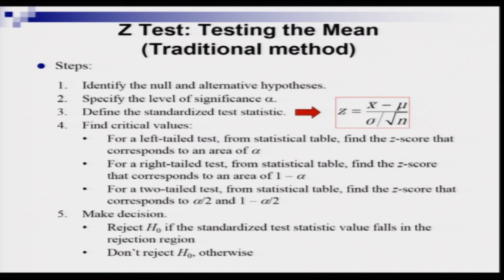And finally, you have to make a decision. Well, we have already spoken about the decision rule in the middle of the discussion, but let me repeat again. So, here you have to reject the null hypothesis if the standardized test statistic value falls in the rejection region, and you do not reject the null hypothesis if the standardized test statistic value does not fall in the rejection region.